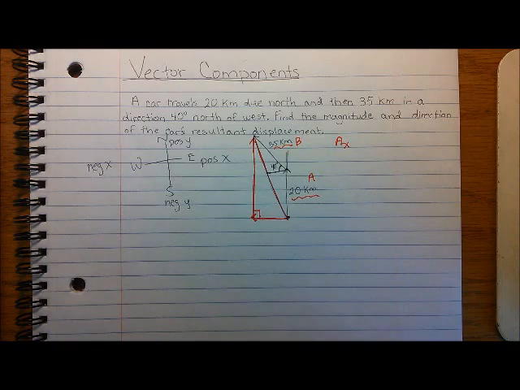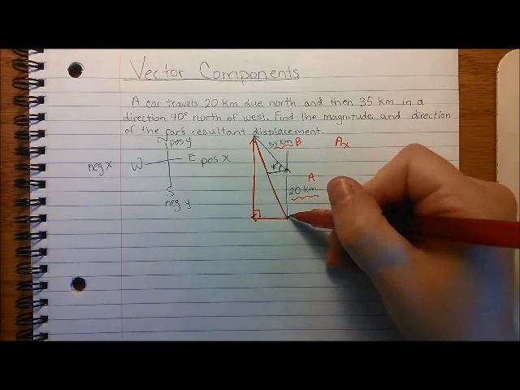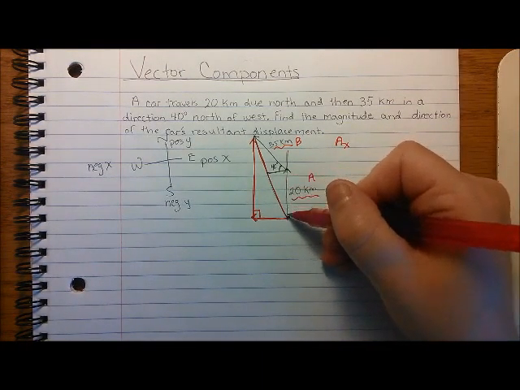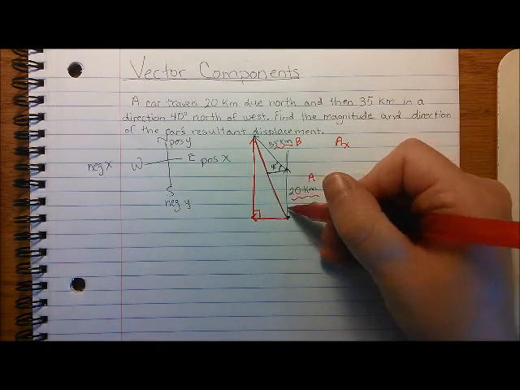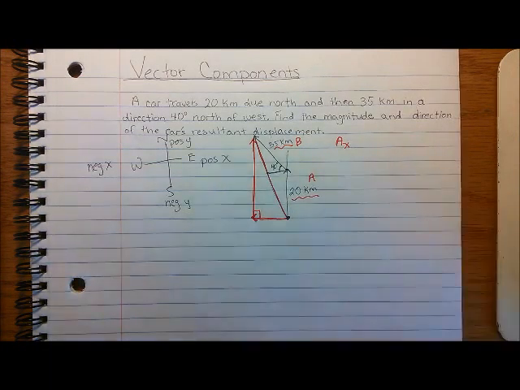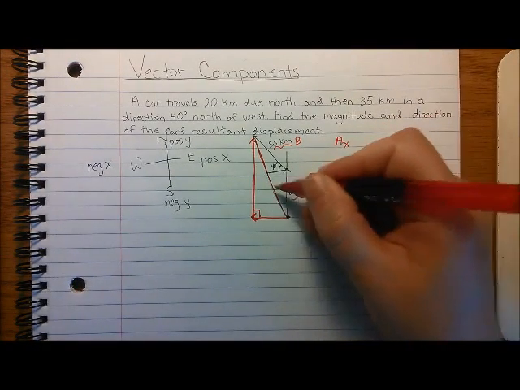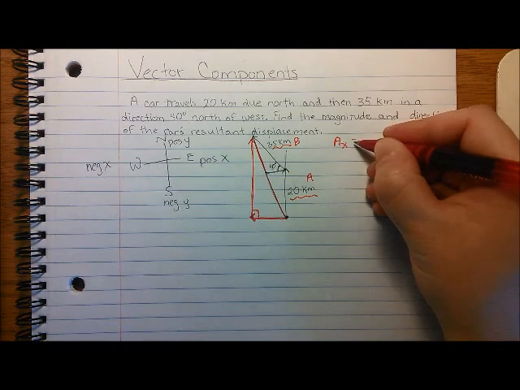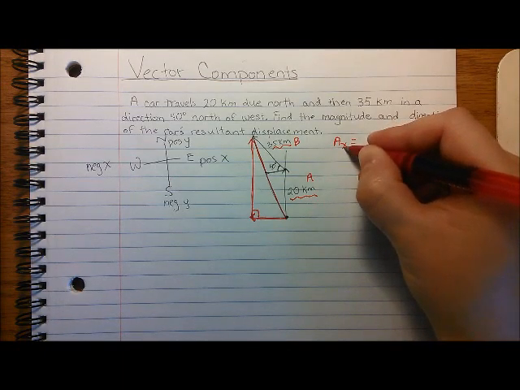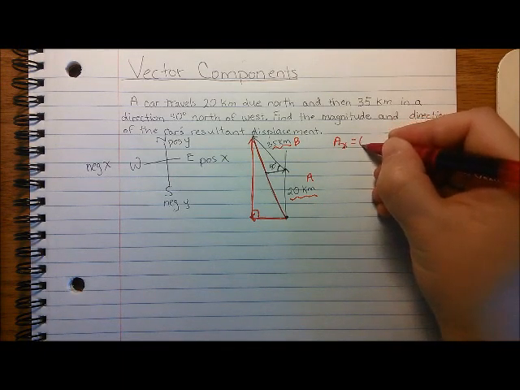Now, vector A. Does vector A go off in the x direction at all? Well, the answer to that is no. It goes straight up north, doesn't veer off to the left or to the right at all. So the x component of A is going to be 0.